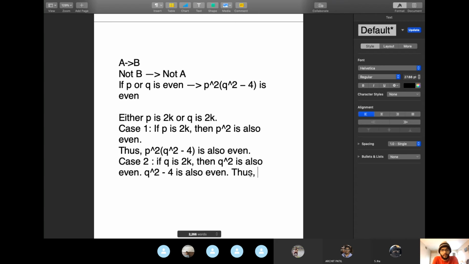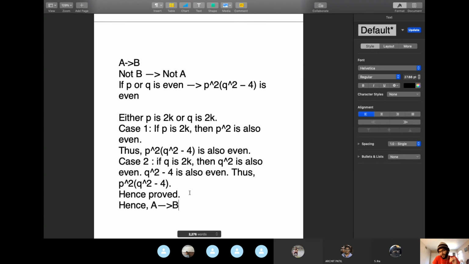thus p squared times q squared minus 4 is also going to be even, because we don't care what p is, because this number is even. Even number multiplied by anything is even. Hence proved. Now remember, we proved the contrapositive. We proved that not B implies not A, but because we did that proof, we can say that hence A implies B. This is proof by contrapositive, not contradiction.